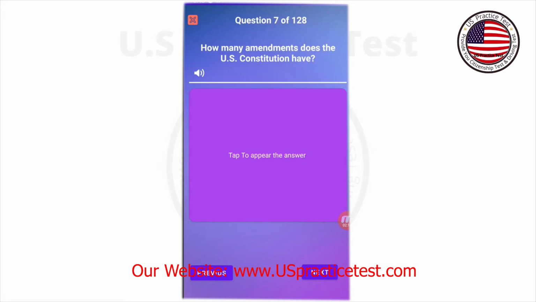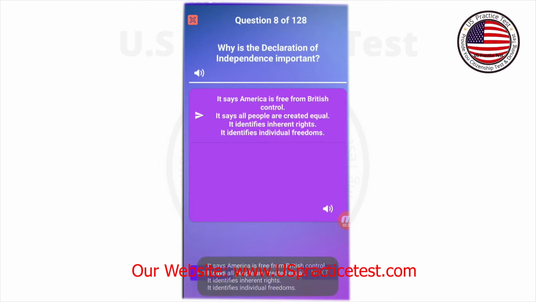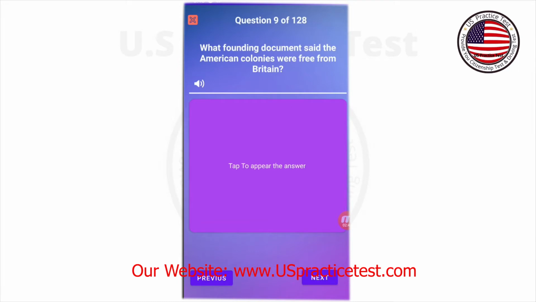How many amendments does the U.S. Constitution have? 27. Why is the Declaration of Independence important? It says America is free from British control. It says all people are created equal. It identifies inherent rights. It identifies individual freedoms. What founding document said the American colonies were free from Britain? Declaration of Independence.